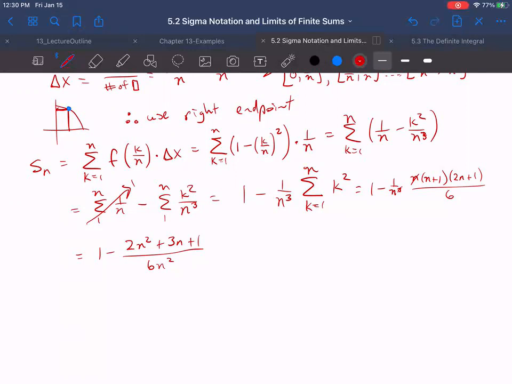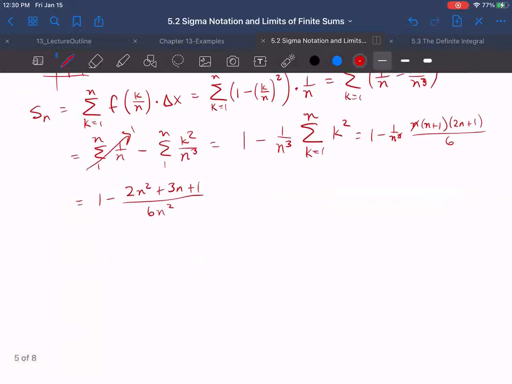But what are we trying to do here? How many subintervals are we trying to do? An infinite number. So we need to take a limit here. So now we're going to let n go to infinity, okay? And then this should give us the actual area underneath it. So when we do that, we're going to be doing the limit as n goes to infinity of our s sub n, which is the limit as n goes to infinity of this 1 minus 2n squared plus 3n plus 1 over 6n squared.